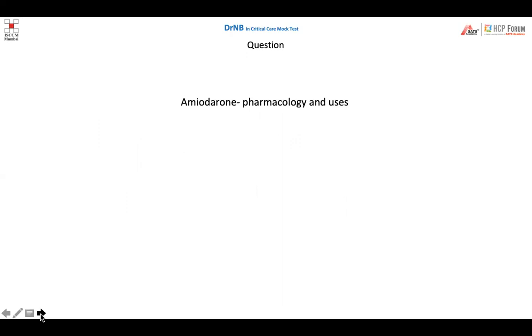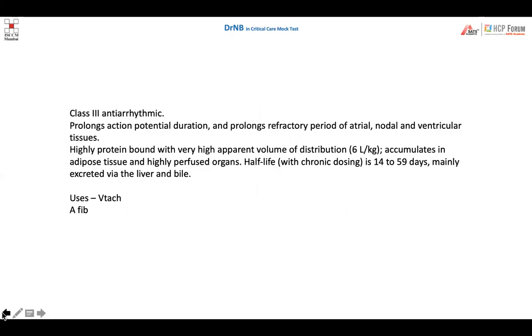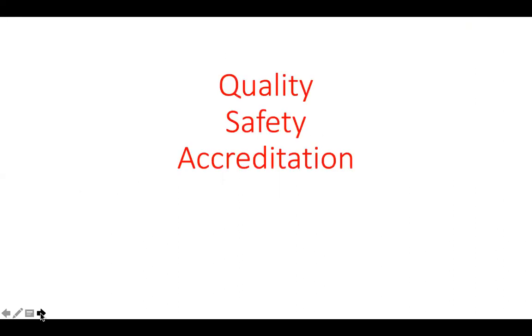Amiodarone, the pharmacology and uses. Amiodarone is a class 3 antiarrhythmic. It prolongs the action potential duration and prolongs the refractory period of atrial, nodal, or ventricular tissues. It is highly protein bound with a high apparent volume of distribution, and accumulates in the adipose tissue and highly perfused organs. Half-life is 14 to 59 days, so up to 2 months, and it is mainly excreted by the liver and then the bile. Uses, as we all know, are for ventricular tachycardia, refractory ventricular fibrillation in arrest situations, and atrial fibrillation.